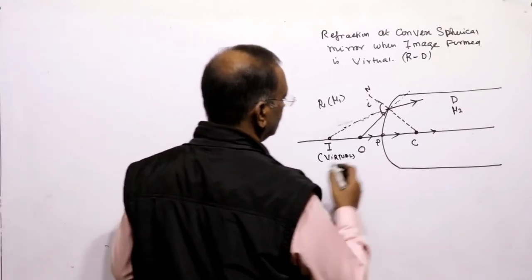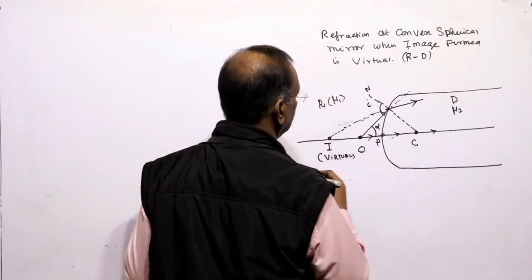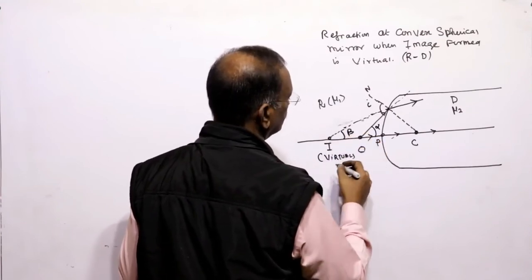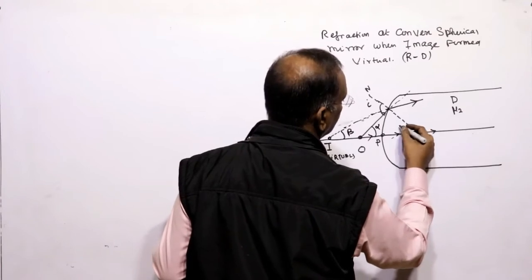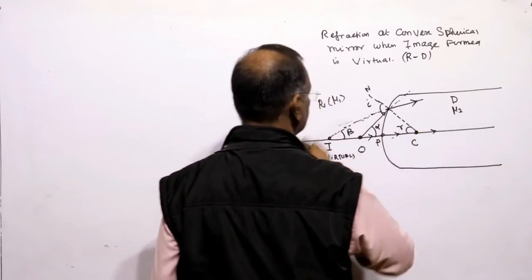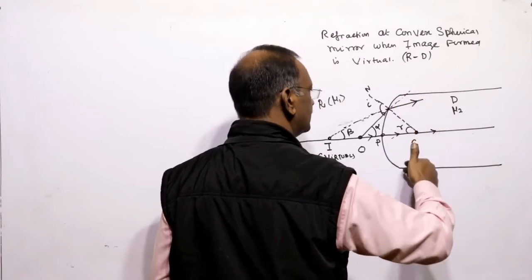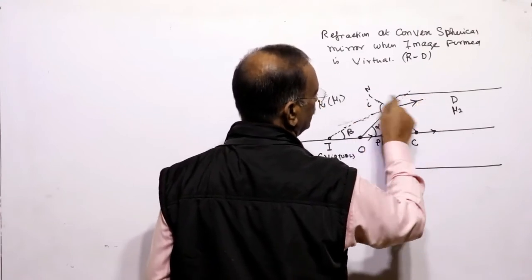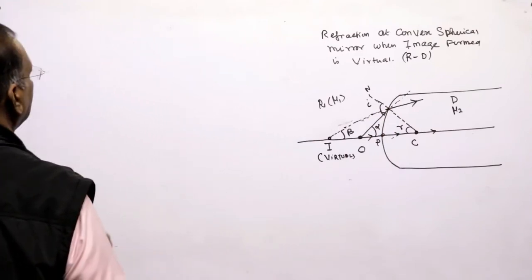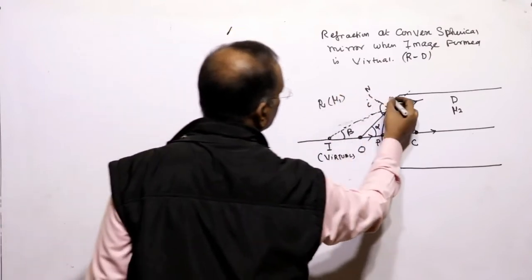So now, with the principal axis, this incident ray is making an angle alpha, and this refracted ray with the principal axis is making an angle beta, and the center of curvature with the principal axis is making an angle gamma. So this is denser and this is rarer. Refraction takes place at the point of incidence at the interface, and since it is going from rarer to denser, it bends away. Now we have to find out I. What is I? From the triangle, we call this point A.